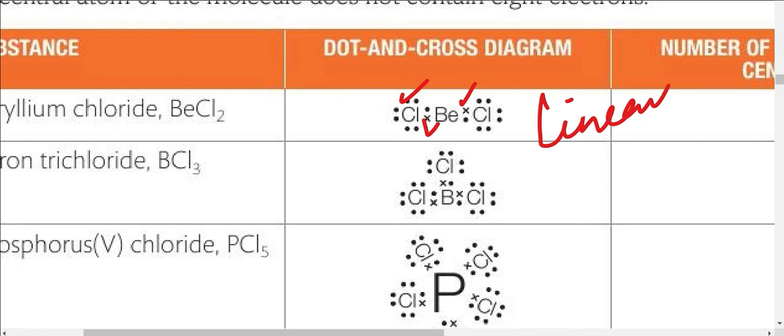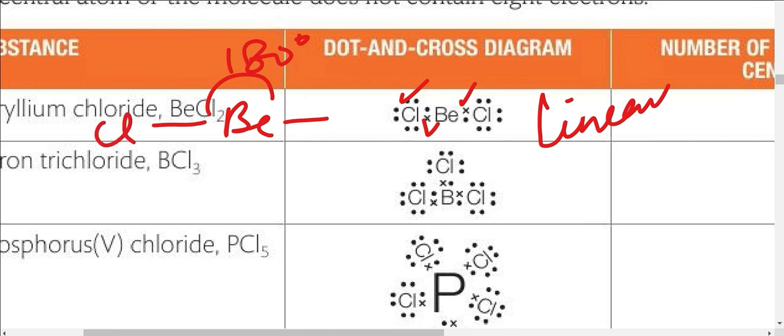Linear means that beryllium is exactly in the center, a 180 degree bond angle is there, chlorine on one side and chlorine on the other side. Right? How many bonded pairs do you see? I'm talking about the central atom. The geometry of the molecule is based on the central atom. Keep this in your mind.